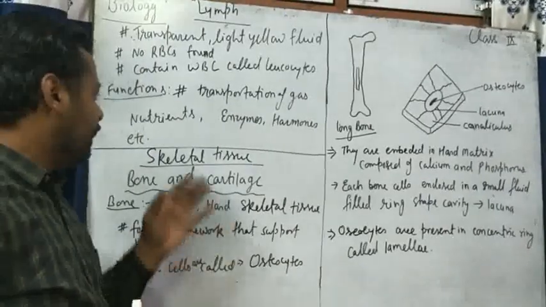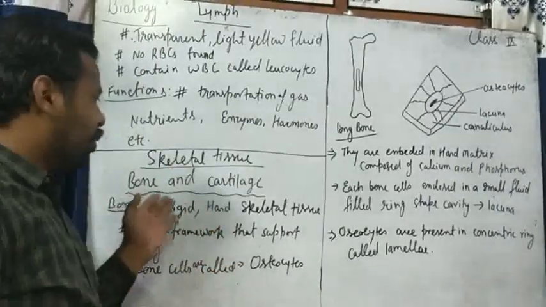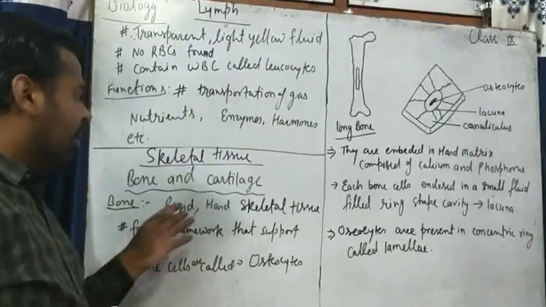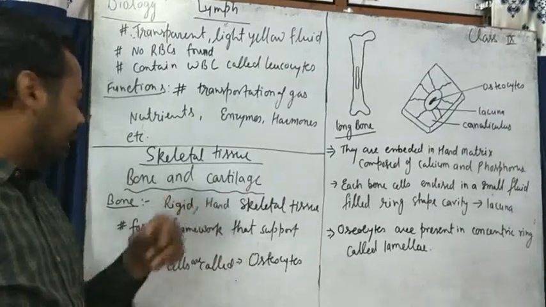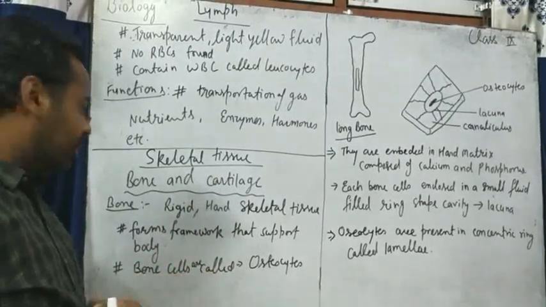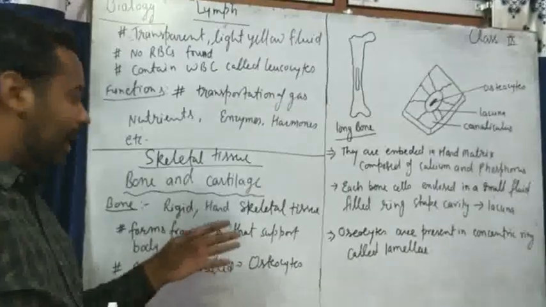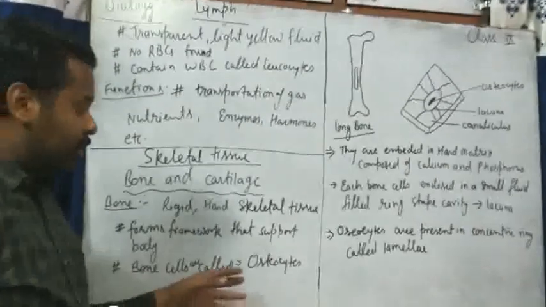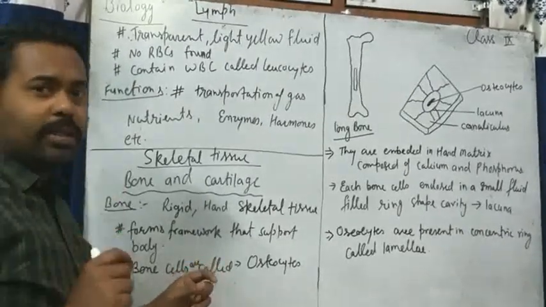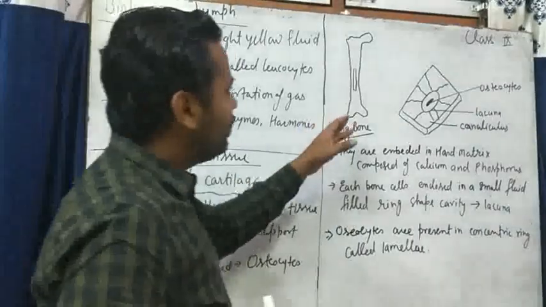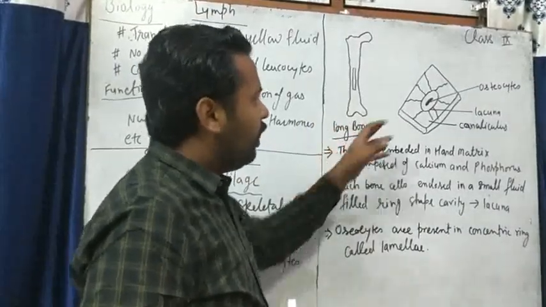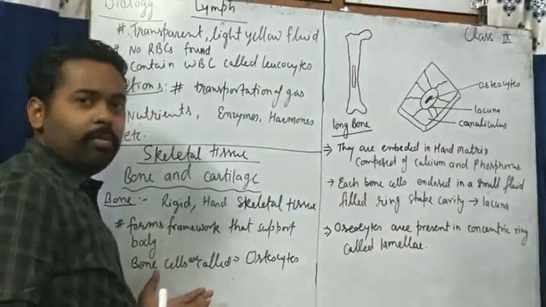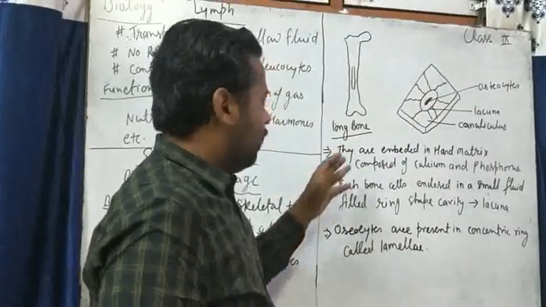Now you will learn about skeletal tissue, that is bones and cartilage. First is bone. As you know, bones are rigid, hard skeletal tissue. It forms the framework of our body that supports our body parts. Bone cells are called osteocytes. It means each bone cell is called an osteocyte. Here you can see the structure of a long bone, where in the center osteocytes are present, which, as I already told you, are bone cells.